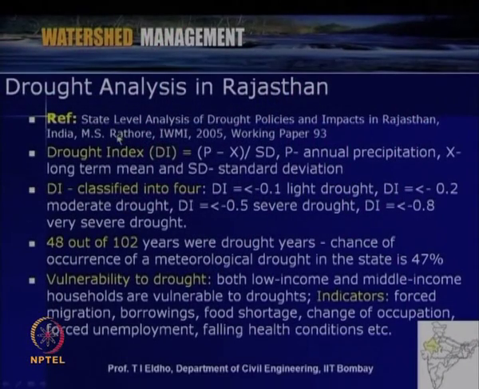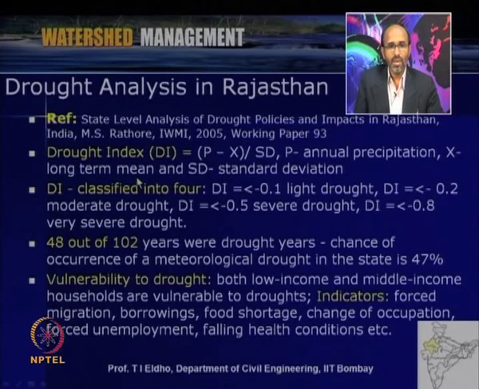According to the reference paper by Rathore, the drought index is calculated using the formula (P minus X) by SD, where P is the annual precipitation, X is the long term mean, and SD is the standard deviation. Accordingly, this drought index is derived and classified into four. When DI is less than or equal to minus 0.1, they call it light drought. When drought index is less than or equal to minus 0.2, moderate drought. When DI is less than or equal to minus 0.5, severe drought. And when DI is less than or equal to minus 0.8, very severe drought.